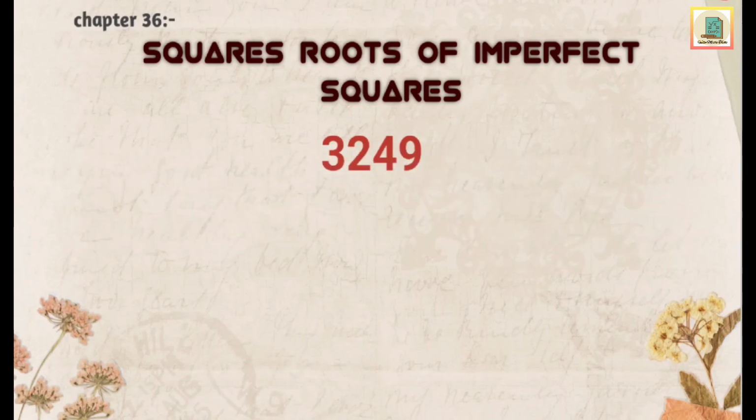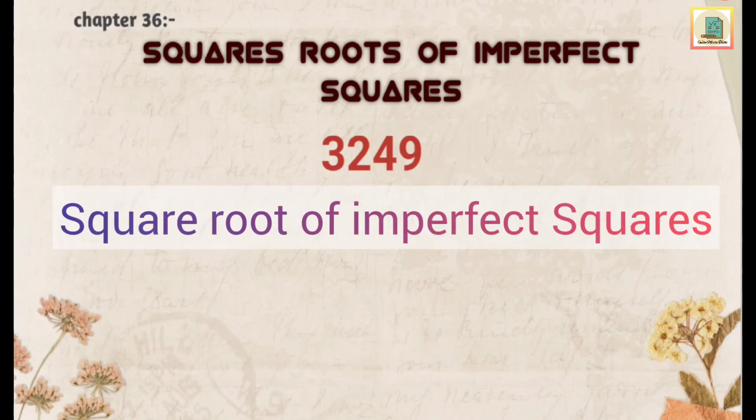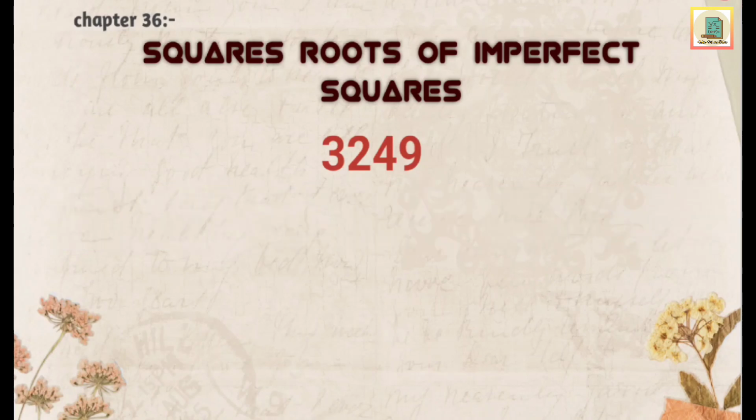Today in this video we will be learning about the new method of finding the square roots. With this method we can find the square roots of perfect squares as well as imperfect squares. The beauty of this method is that we can find the square root of any number, be it 3-digit, 4-digit, 5-digit, be it perfect square or imperfect square.